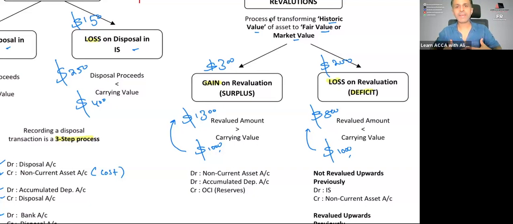So it can be at times upward, it can be downwards. The objective is that the market value of an asset needs to be reflected. No matter what value you're currently carrying it at, you have to make sure to bring the market value of the asset into the books. So you might have to sometimes value it upward or value it downwards. Upward valuation is called gain on valuation, surplus. Downward valuation is called loss on valuation or deficit.